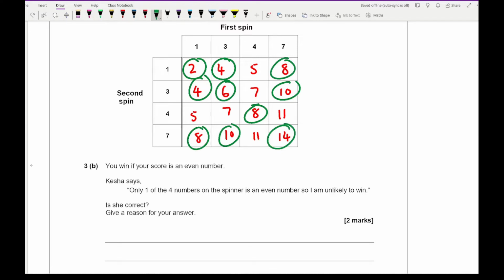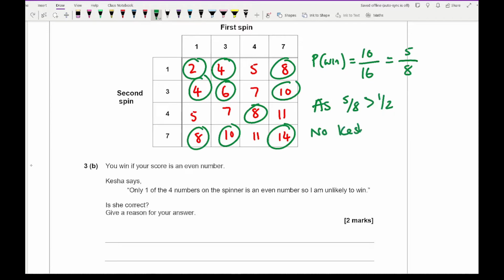So here what we've got is the probability of winning is going to be, if we add up all those circled numbers, 10 out of a total number of 16, which simplifies to give me 5/8. So here, as 5/8 is greater than a half, Keisha is incorrect. Well, I should say not no, because that would be a double negative. So here then, we could say Keisha is incorrect as 5/8 is greater, or you could use the inequality symbol, than a half.